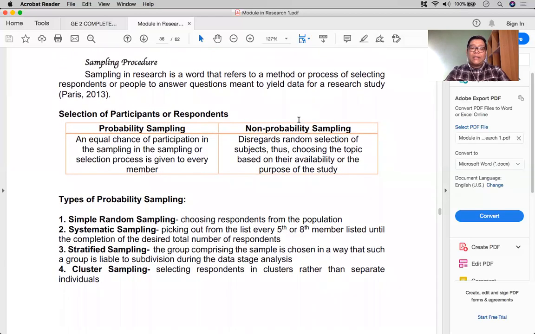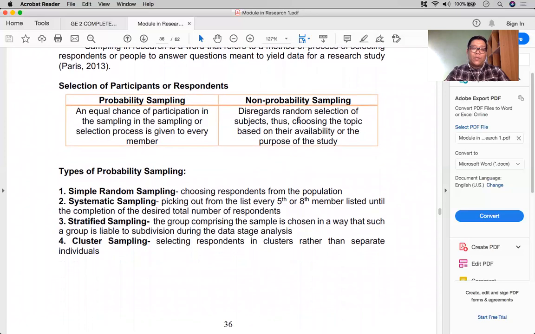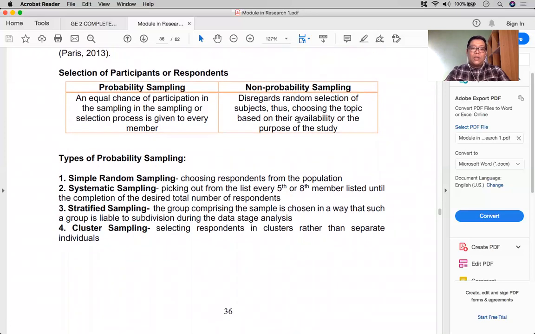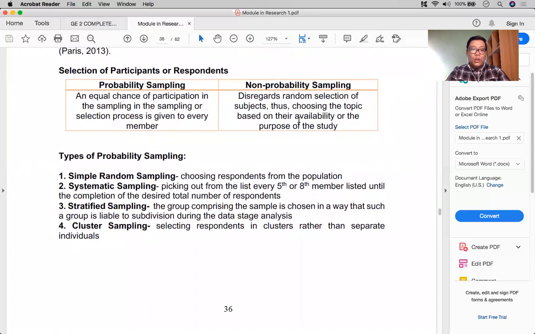So we have specific types of probability sampling. First one is simple random sampling. You choose respondents from the population. There are many ways to do random sampling. You can do fishbowl sampling, wherein you draw lots, or the lottery sampling. You have the fishbowl there, and then you simply draw names or codes of those who shall be part of the respondents in your study.